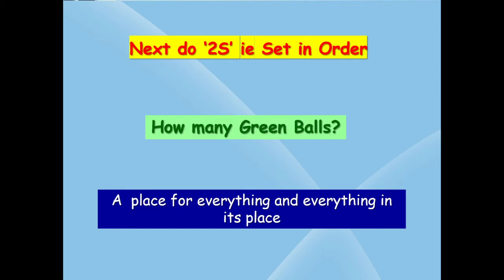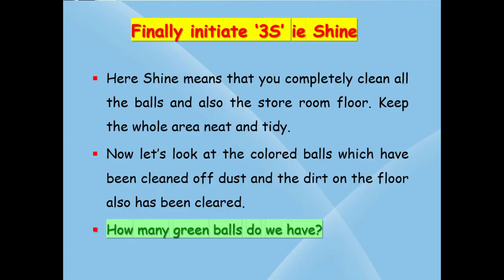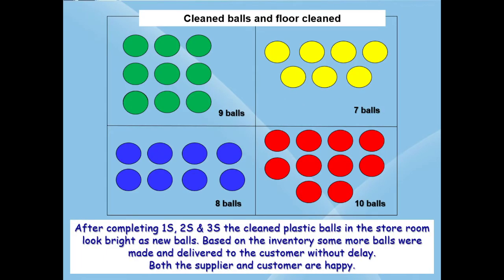As per 2S, you need to set in order, that is, wanted things are to be kept in order at their designated places, that is, a place for everything and everything in its place. After setting the balls in order, that is, colored balls are kept at designated places, but they are covered with dust and the room is full of dirt. You need to do the next step, that is 3S shine. First you clean the dust on the balls and also remove the dirt inside the storeroom. Now how many green balls do we have?